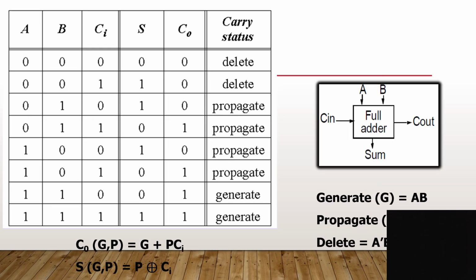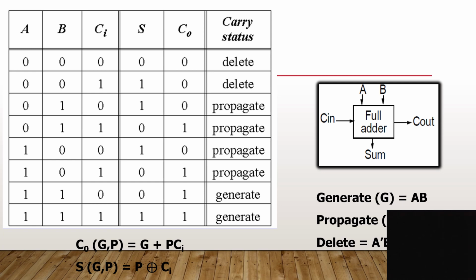The next adder is the full adder, which consists of three inputs. This clearly shows that 3 inputs means 2 power 3 combinations, that is 8 combinations. For the 8 combinations, you will have the sum as well as the carry out. Just compare the carry in as well as the carry out. In the first two combinations, 000 as well as 001, whether the C in is 0 or 1, irrespective of the C in, the C out is 0. That means the carry status is called delete.